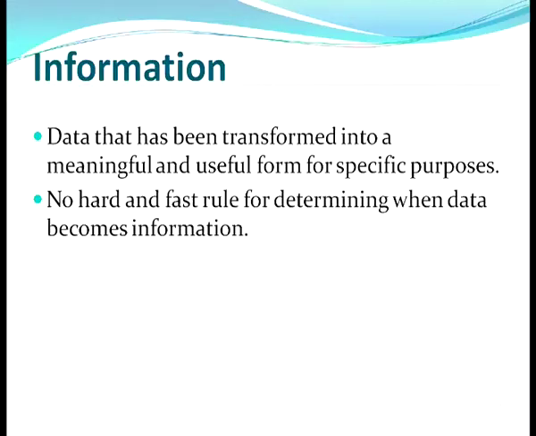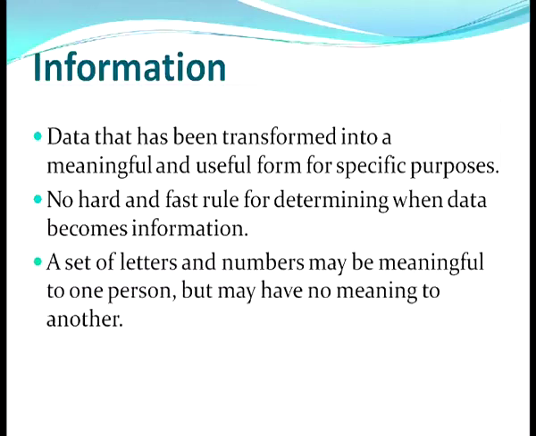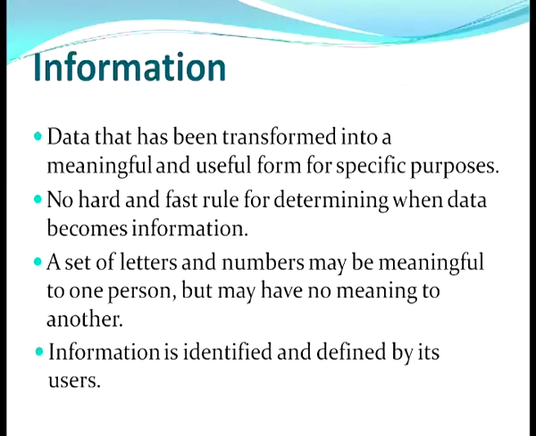So, there is no hard and fast rule that this data has become information. It depends from person to person, it depends on the situation. A set of letters and numbers may be meaningful to one person, but may have no meaning to another. My result for me is meaningful, my result for my sibling may not be meaningful. So, that is how information is. Information is identified and defined by its users. That is why we say that information is user specific, but data may not be user specific.